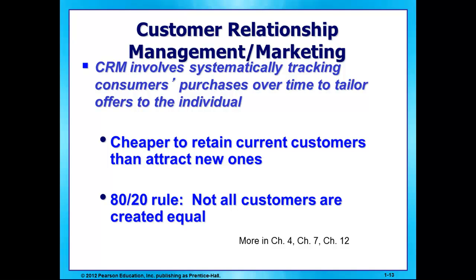The 80-20 rule, or the Pareto principle, says 20% of a firm's customers account for 80% of its revenue and profit. And this is essentially a general guideline or rule of thumb. And it holds true across most organizations, although the ratio isn't always 80-20. So let me give you just a couple examples of the 80-20 rule in practice.